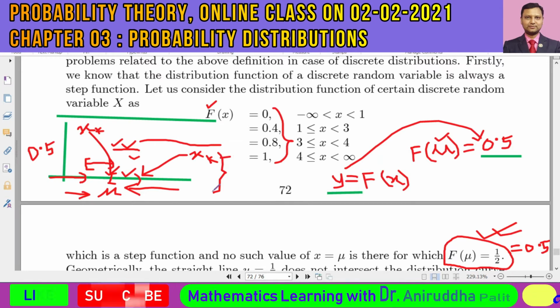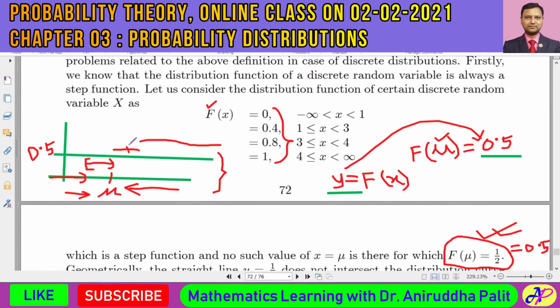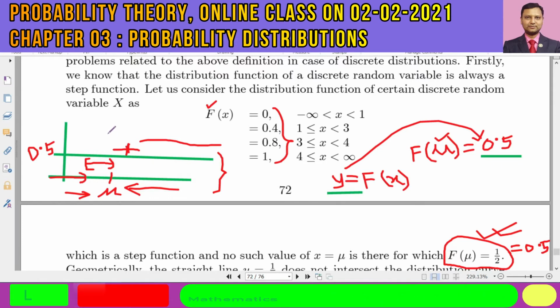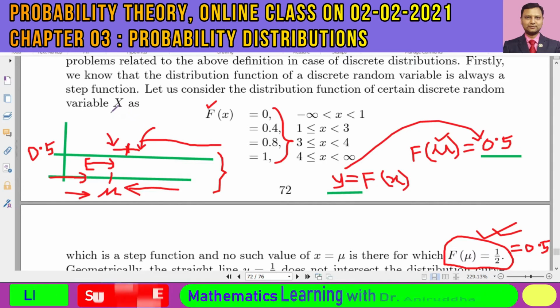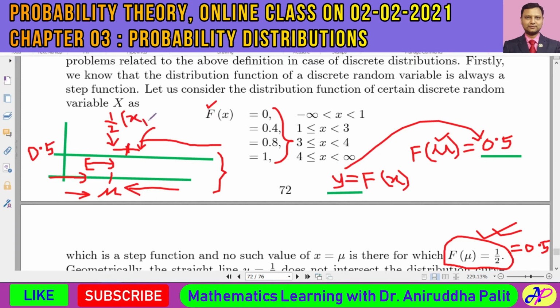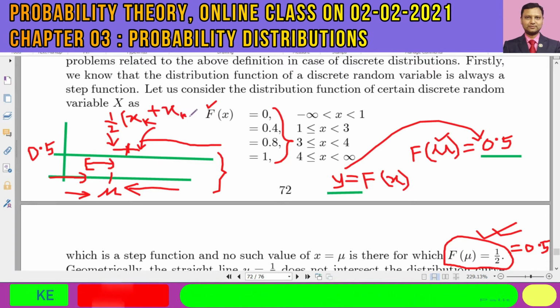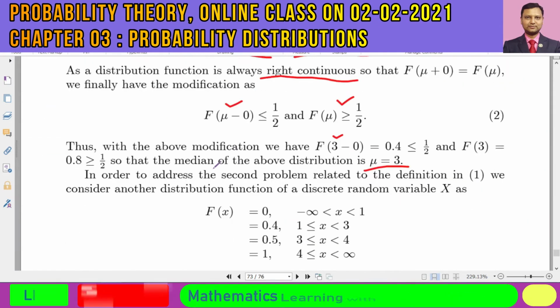And in such cases, we generally consider the middlemost value or the average value as the median. This corresponds to the point xk, and this segment corresponds to the value xk plus 1. So we generally consider half of xk plus xk plus 1 as the median of this distribution. That is the average value of xk and xk plus 1. So these two modifications are required.